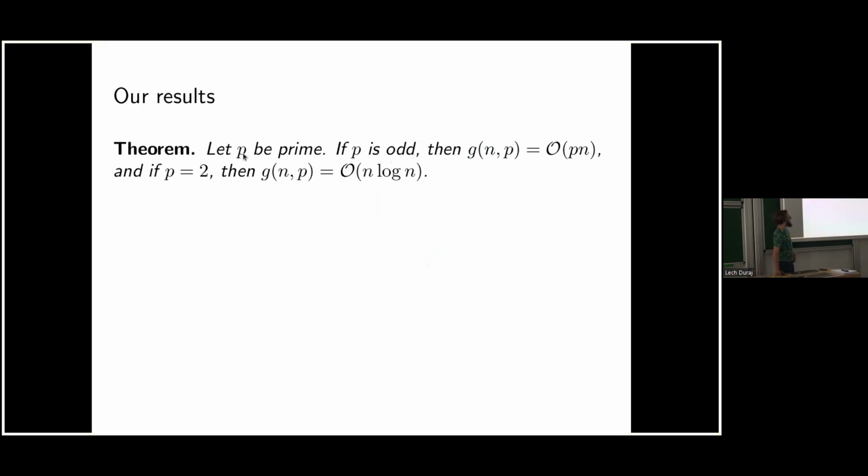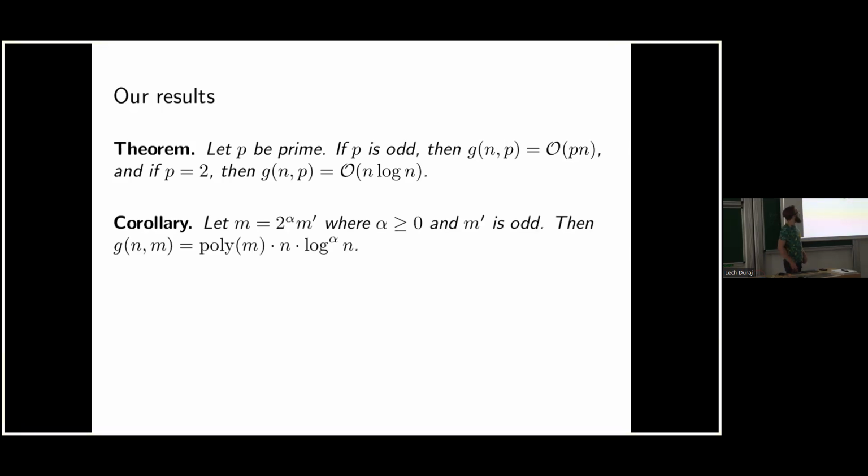So if we have some prime p, then in the case where p is odd, this function g of n, p is linear in p times n. And in the case where the prime is 2, then we don't have a linear bound, we have a bound of n log n. So this means that whenever we want to find a wall where each path between two branch vertices is divisible by some odd prime p, then it suffices that we start with a wall of size roughly p times n.